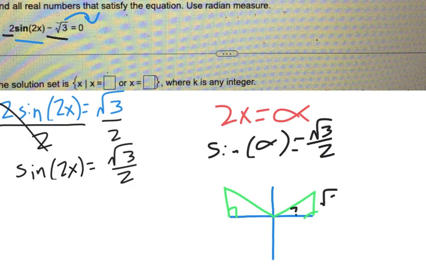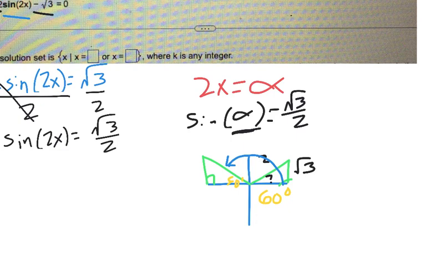Sine is the opposite, radical 3, over the hypotenuse, 2. That means my angle, where the question mark is, must be a 60-degree angle. And the same thing here, this angle must also be a 60-degree angle, which means how much did I rotate to get there? I rotated 120 degrees to get there. So really, I have found two solutions for alpha. Alpha could be equal to 60 degrees, or alpha could be equal to 120 degrees.